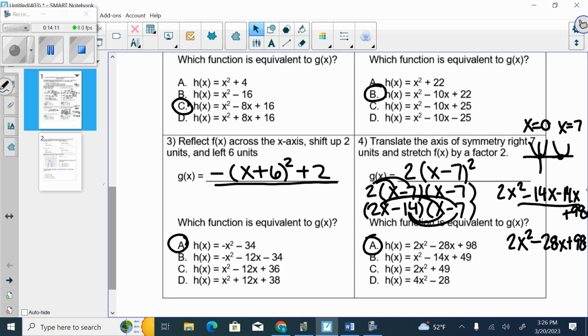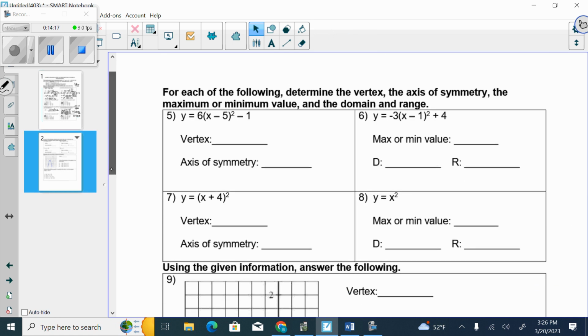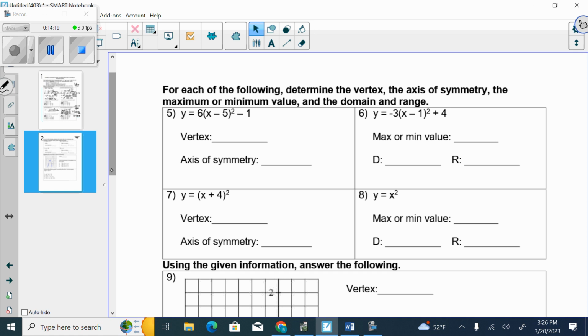All right, flip it over onto the back. And it says, for each of the following, we're going to find the vertex, the axis of symmetry, the maximum or minimum, and the domain and range. So if it's written like this, with the parentheses, we don't have to type it in our calculator and make the calculator find it. We should know, okay?